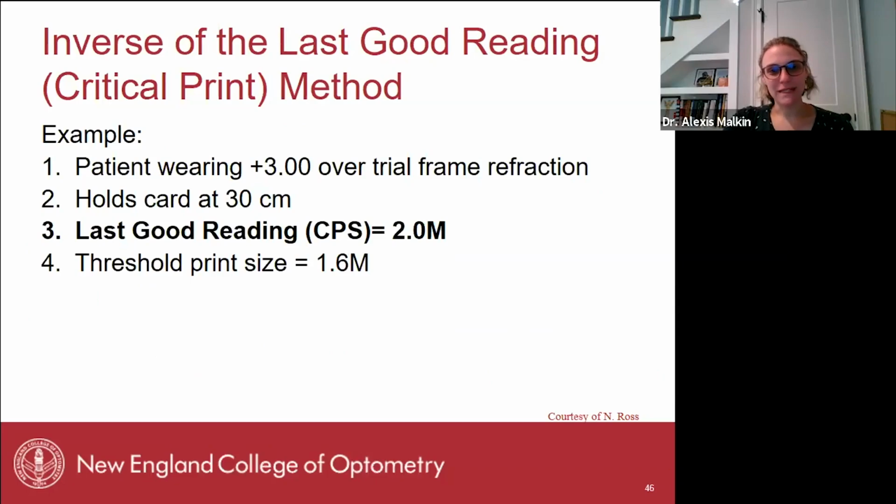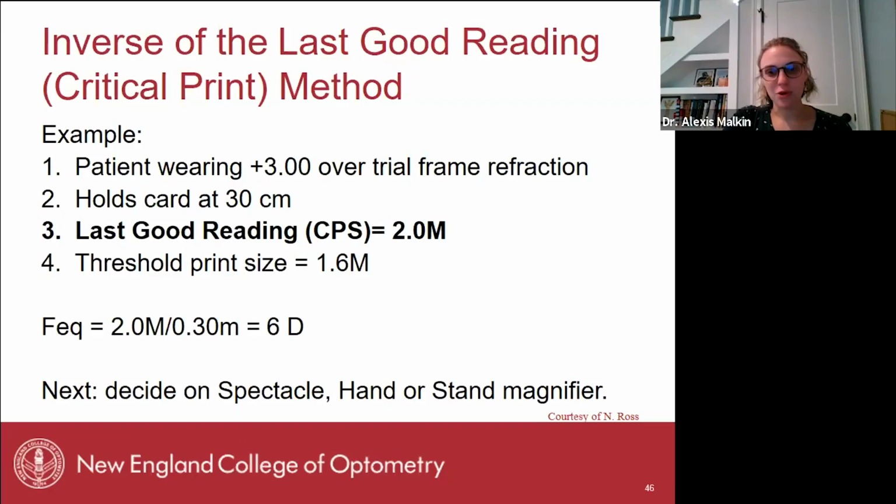So an example is that a patient is wearing a +3 add over their refraction. They hold the card at 30 centimeters, which is where we would want them to. Their last good reading, they slowed down at 2M print, but they could push themselves to get to 1.6, so they could get 1 line further. So their equivalent power, their starting power, is that 2M last good reading divided by the distance, which is 0.3M, and that gets us a 6 diopter starting power.